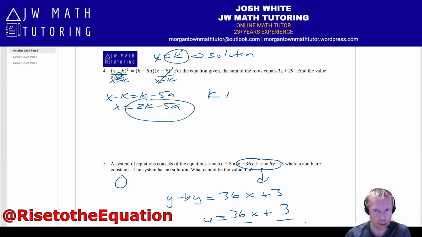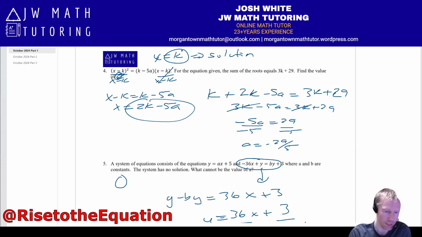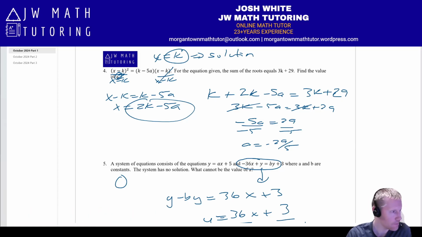So if we add these together for the sum of the roots and set that equal to 3k plus 29, so 3k minus 5a equals 3k plus 29. The 3k's drop out. Negative 5a equals 29. Notice here again, we get the exact same answer that I did in the previous method, but the algebra is a lot easier and a lot shorter. Okay, so again, thank you to the commenter who pointed out this method.